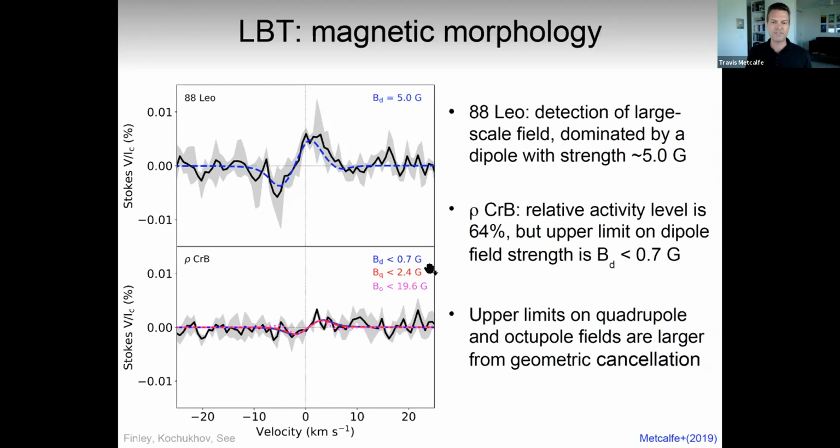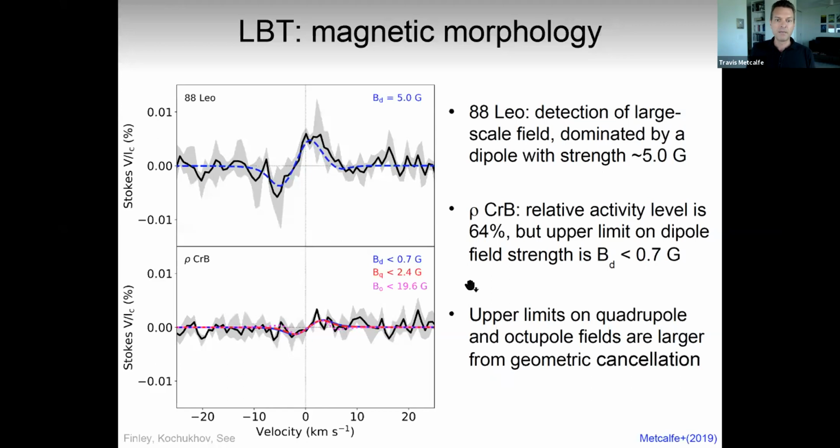If it's a quadrupole field, then you have patches of opposite polarity that cancel each other out, and so the amplitude of the field can be larger for a given line profile variation. And so the upper limit for a pure quadrupole field is 2.4 Gauss. That's still not at the 3.2 Gauss that we'd expect from the relative activity levels. If it's an octupole field, there's plenty of room to squeeze one in there. Given these upper limits, we can say that the global field of Rho CrB is likely to be dominated by quadrupole and higher order fields.